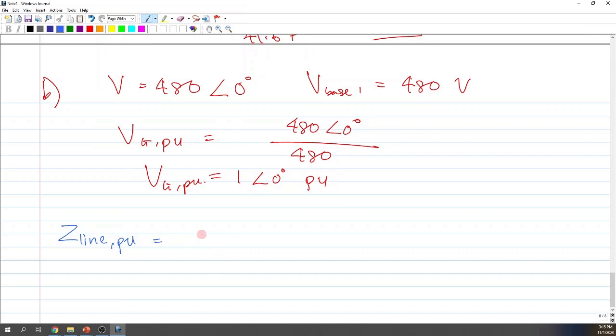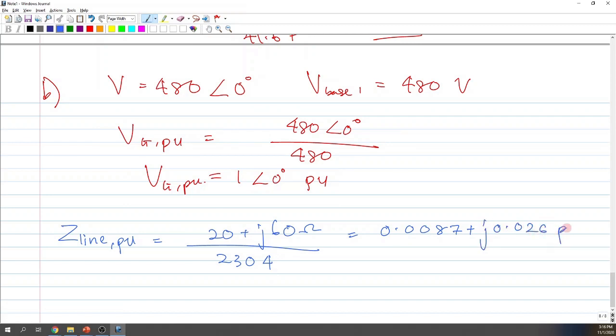Okay, so apa yang kita perlu adalah actual value. Actual value adalah 20 plus J60 ohm divide by yang tadi tu 2304, okay, if I'm not mistaken 204. Okay, and then kita dapat 0.0087 plus J0.026 PU. Okay, so ini adalah for Z line.